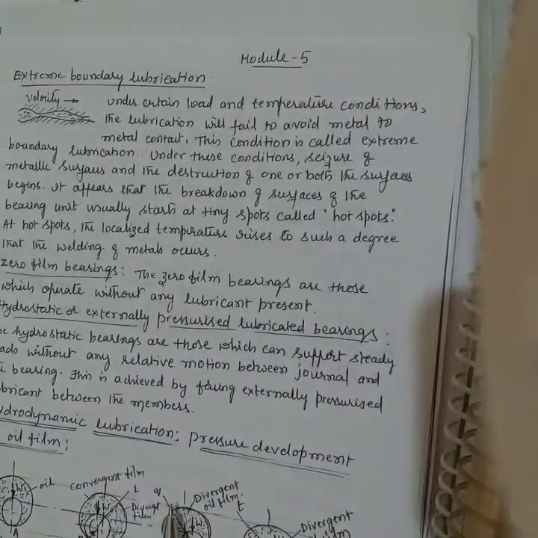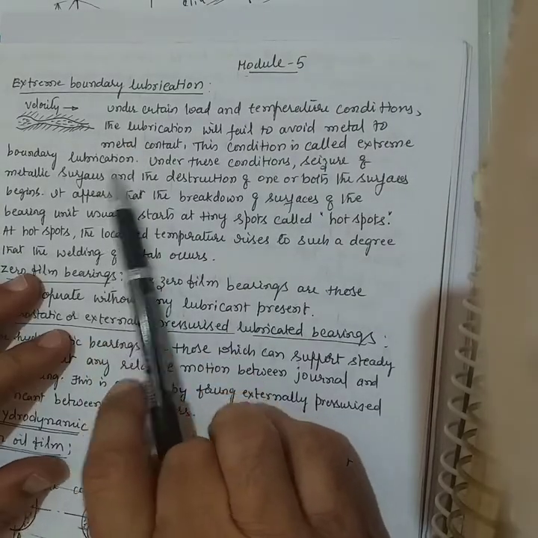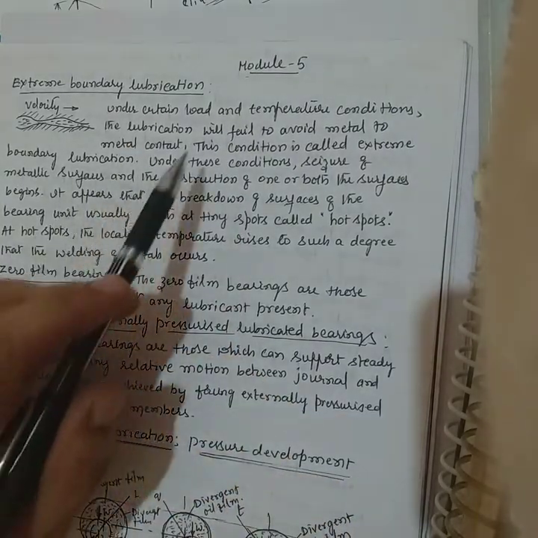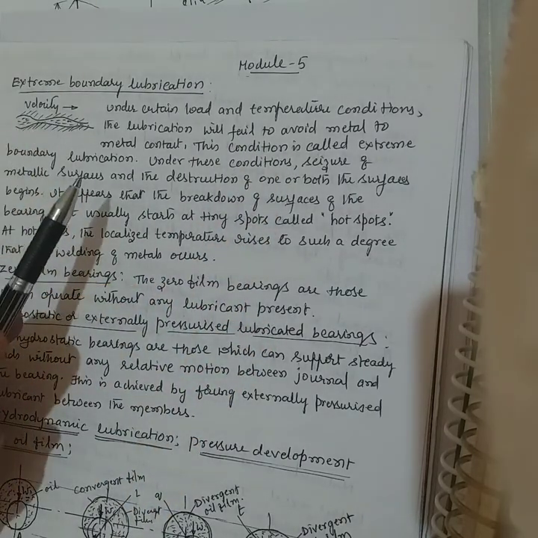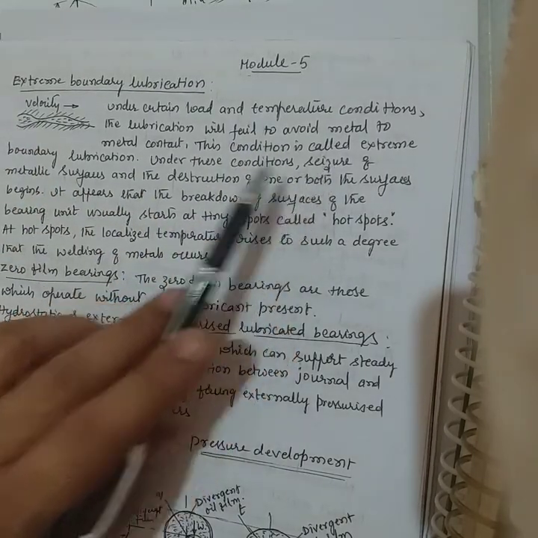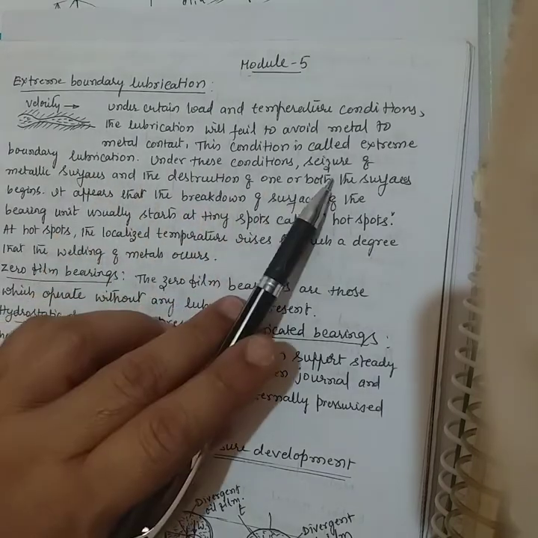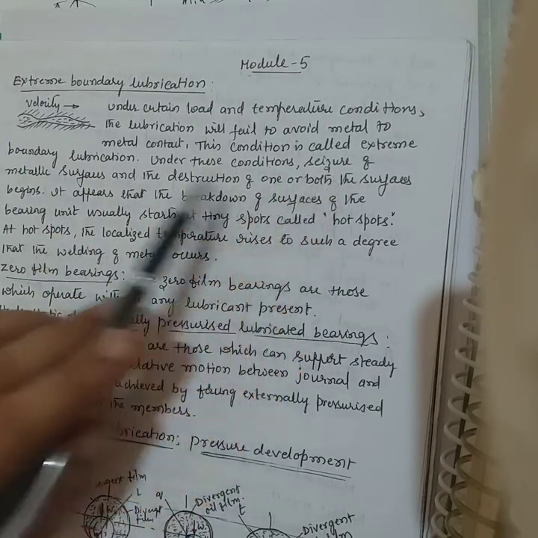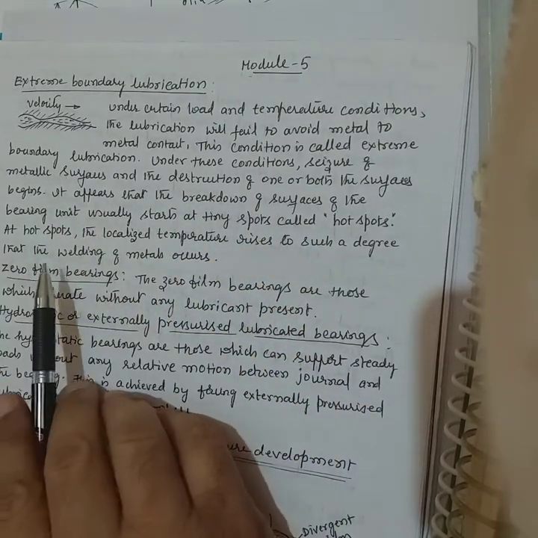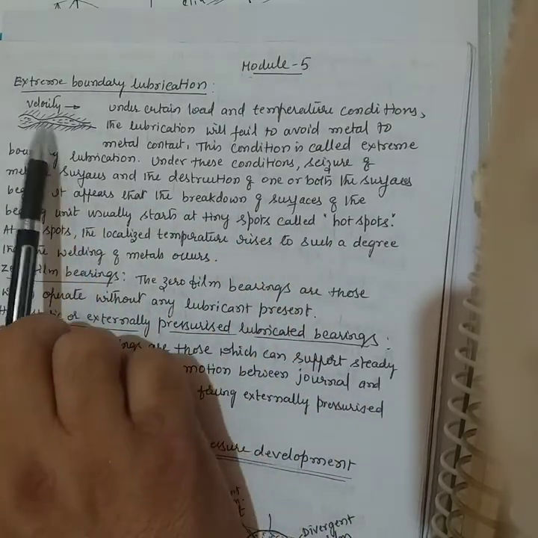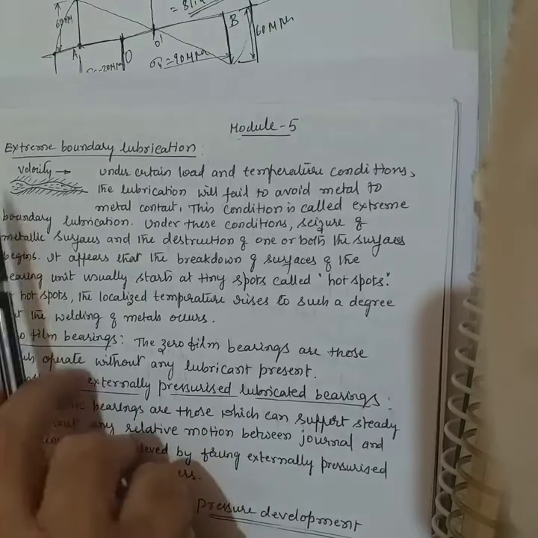Next is extreme boundary lubrication. Under certain load and temperature conditions, lubrication will fail to avoid metal to metal contact. This condition is called boundary lubrication. Under these conditions, seizure of metallic surfaces and destruction of one or both surfaces can happen. Normally such things happen at spots called hot spots.